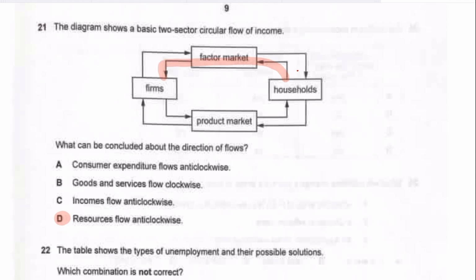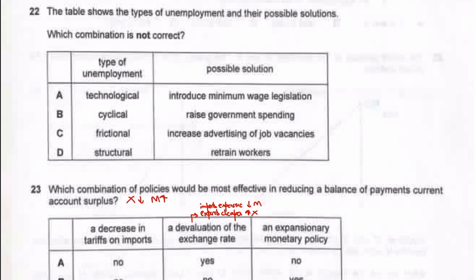So this sort of flow is an anti-clockwise flow. That makes D the correct answer. Question 22 says the table shows the different types of unemployment and their possible solutions. Which combination is not correct? The correct answer is A, because the rest of the combinations are correct.